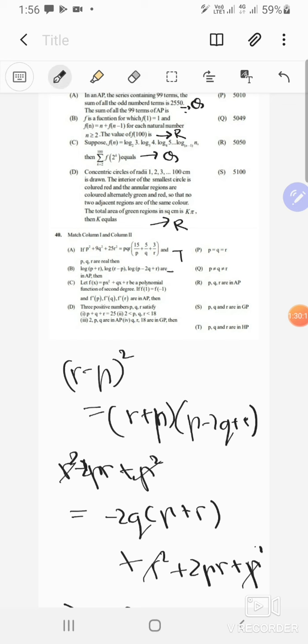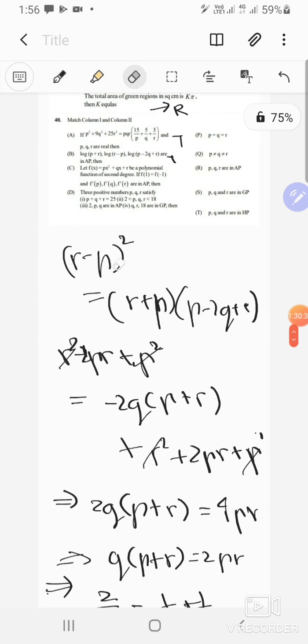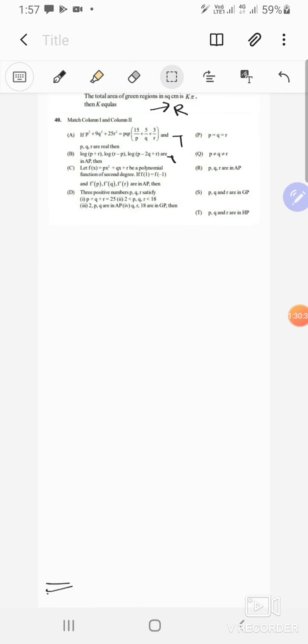Okay, this is supposed to be px squared plus qx plus r, a polynomial function of second degree. If f of 1 equals f of minus 1, and f prime of p, f prime of q, f prime of r are in AP, then okay, fine. What am I doing? Yeah, just delete that. Fine, so let's use this information first.